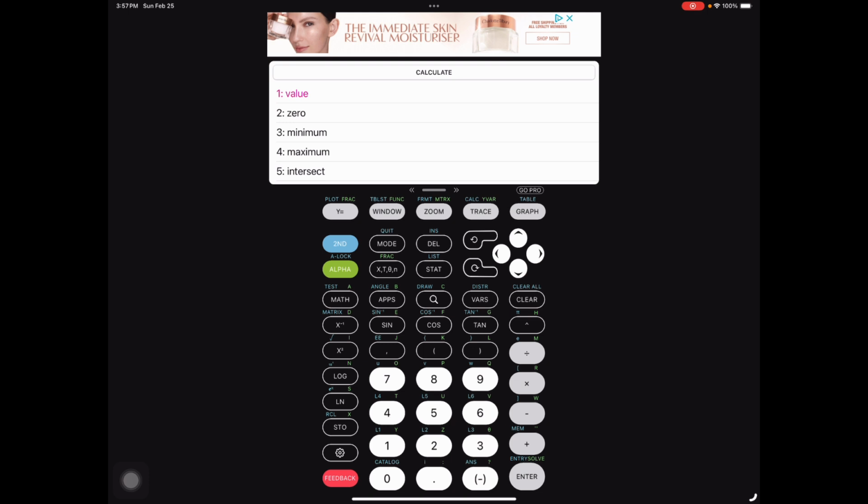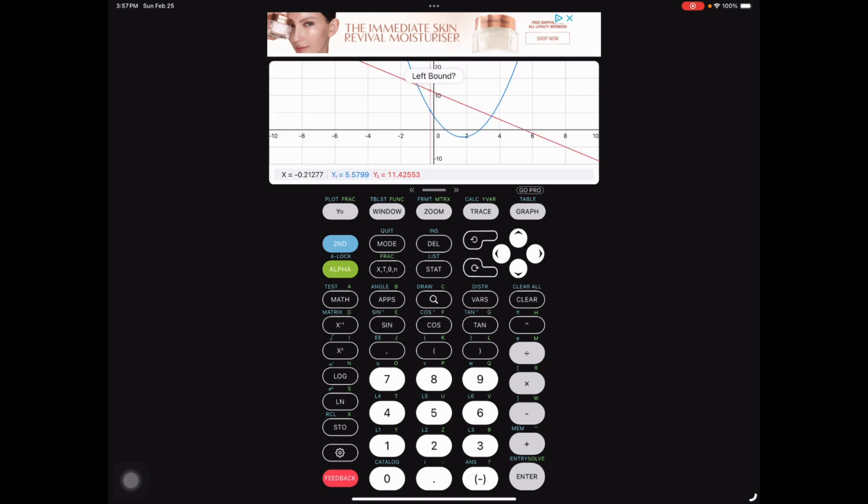So our first intersection point is -1, 13. And then we're going to do that exact same thing again to find our other intersection point. So second, trace, number 5 for intersect. This time we're going to go all the way over to this intersection point, go a little bit to the left of that point, go a little bit to the right of that point. Again, you'll have to hit enter one more time, and then it should give you your answer, which is 3.5, 4. So that's crossing at an X value of 3.5 and a Y value of 4.